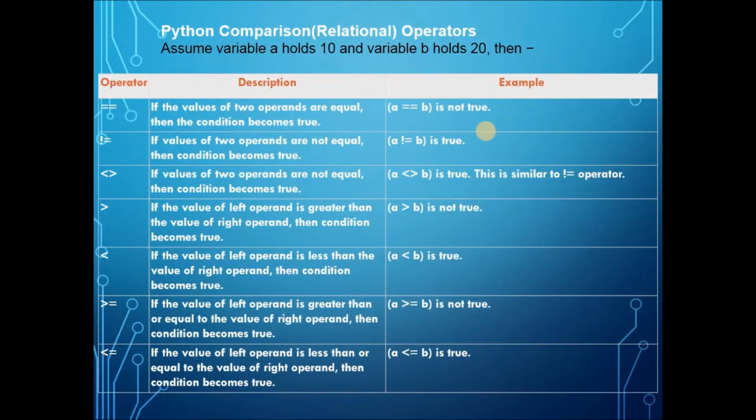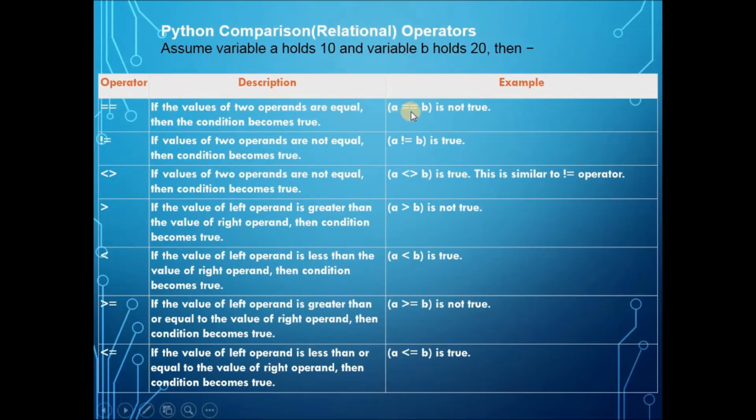After that, Python comparison or relational operators. Assume the variable a holds 10 and b holds 20. So this is about the comparison operator or relational operator. You also have to know that, because these operators you have to use as conditional operators in a conditional statement. So here, see, double equals is there.